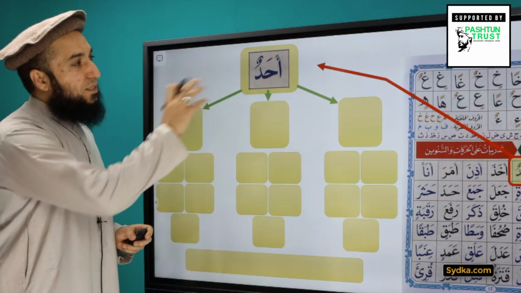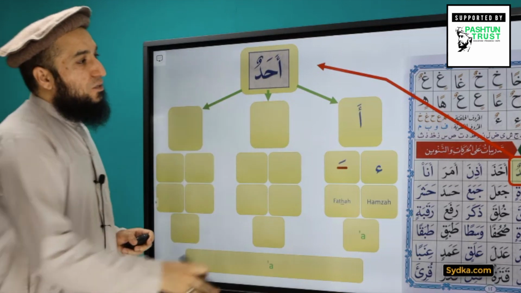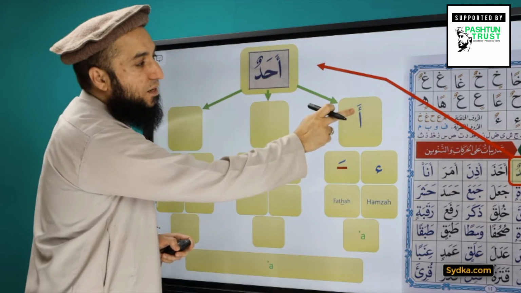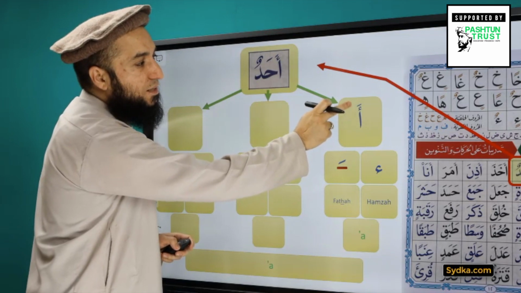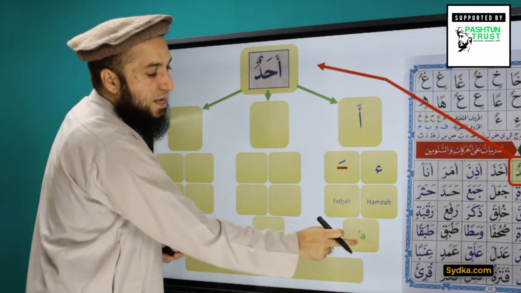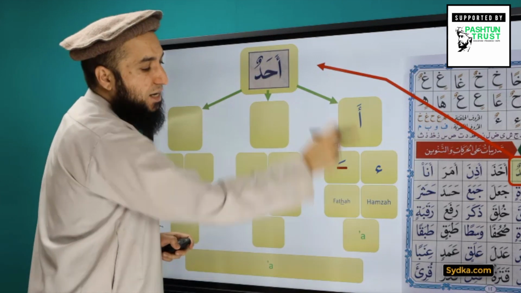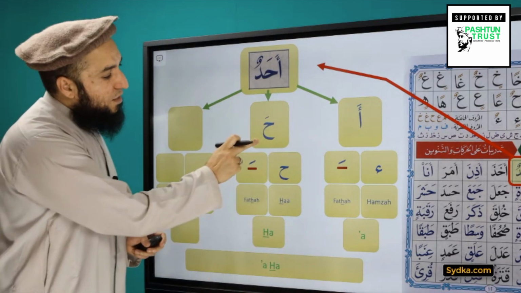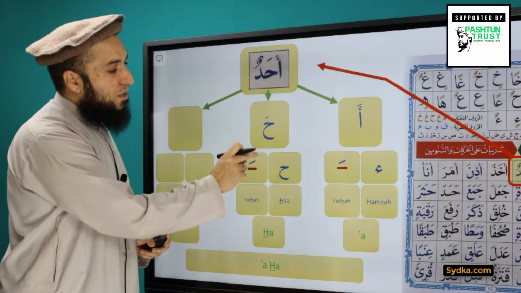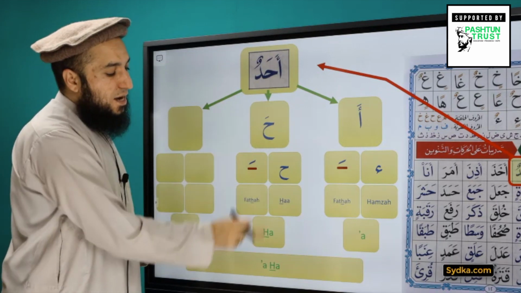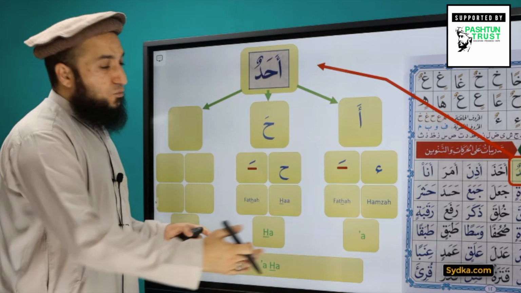So the next word is ahadun. It has three syllables. The first syllable has alif, which is silent, then hamza, which is not silent, and then fatha. Hamza fatha a. The next syllable is ha fatha ha. Ha is not silent, and we have fatha on it. Ha fatha ha.